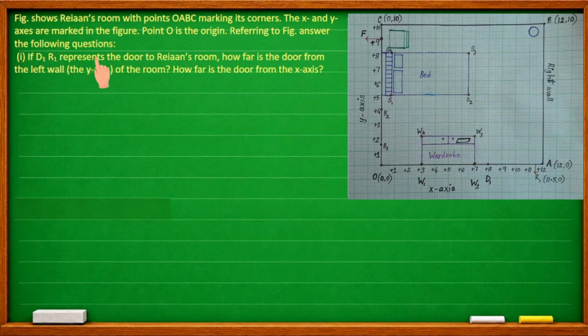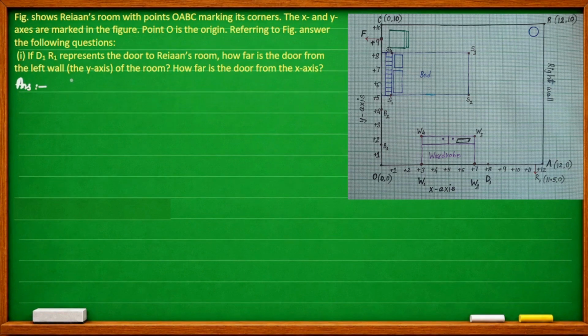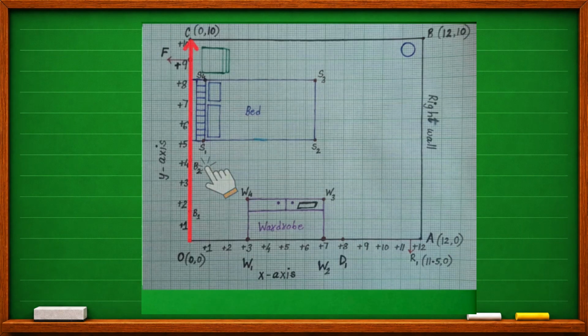D1 R1 represents the door to Rayan's room. How far is the door from the left wall? That is the y-axis of the room. How far is the door from the x-axis? So the first question is how far is the door from the y-axis? So this is the y-axis and this is the x-axis, right?